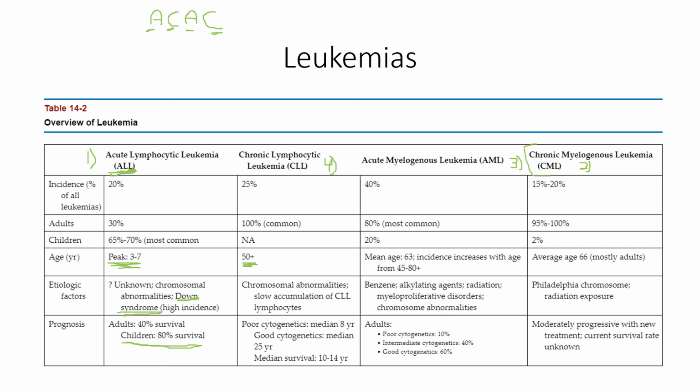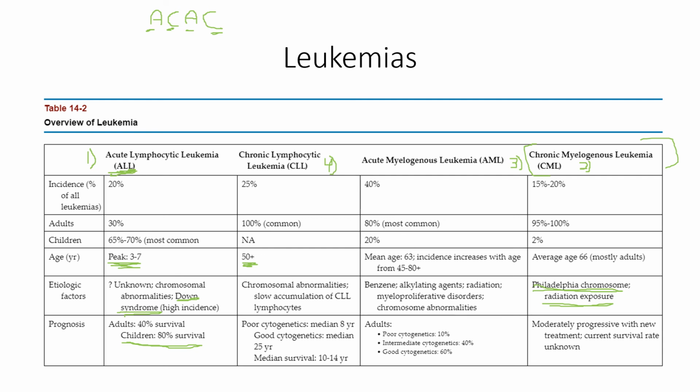Let's move over to CML now. In CML, we know that there's a translocation of the Philadelphia chromosome. So you're going to see that in the clinical vignette. And it's usually occurring due to some previous radiation exposure. So I may give you a patient who has worked in a biomedical laboratory who was exposed to radiation every day. An older patient, there's a translocation of the Philadelphia chromosome, and I need you to pick chronic myelogenous leukemia.